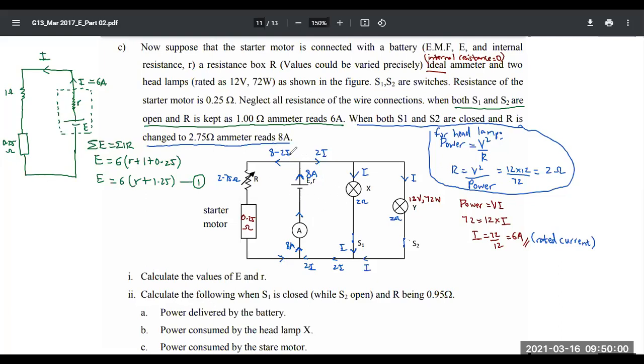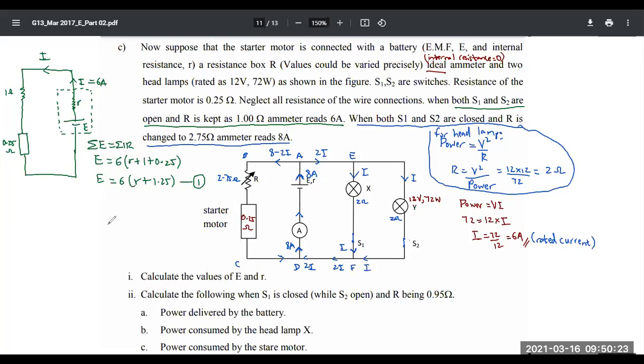8 minus 2I. That is the new current going through this part. All right, so now there are three unknowns, E, simple R, and I. I already have one equation. I need to write two more equations. That's it. So let's name this circuit quickly: A, B, C, D, and here let's say E and F maybe.